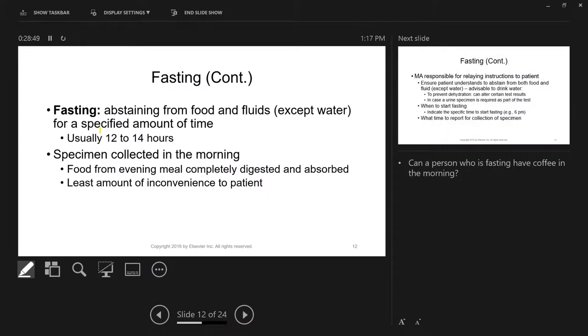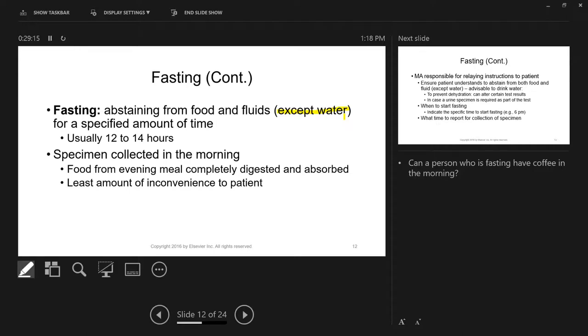So, what is fasting? Fasting is abstaining from food and fluids except water. Everyone forgets this one: except water. Remind your patients, because they will forget the definition of fasting. If you tell them, don't have anything for the 12 hours before the test, they may think they can't have water. They should be well hydrated.